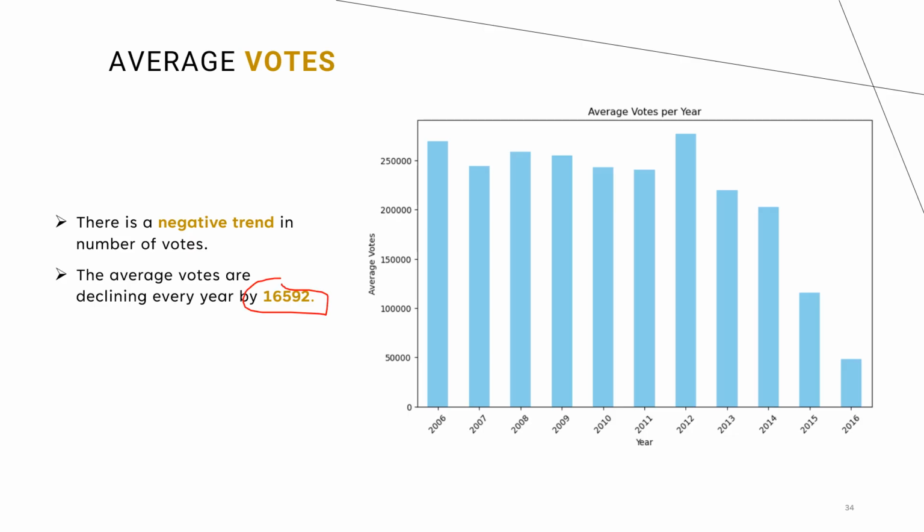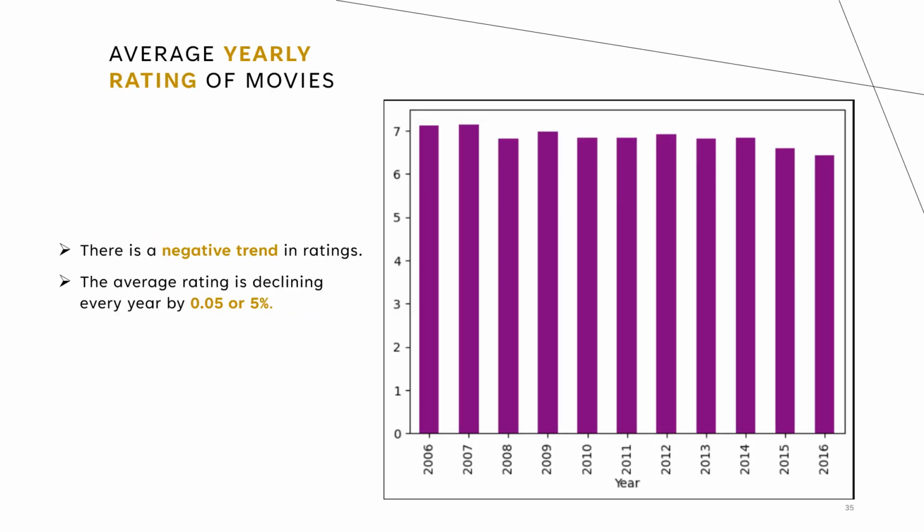The average vote is declining. There's a negative trend in voting, which means the number of voters is declining every year. For the average yearly rating, there's also a negative trend. That means the rating is declining every year by 0.05.